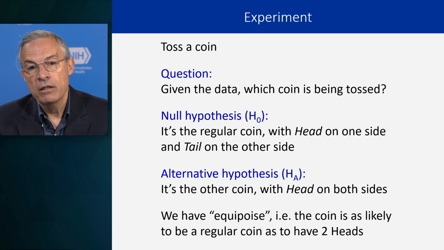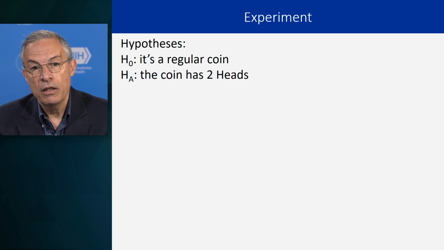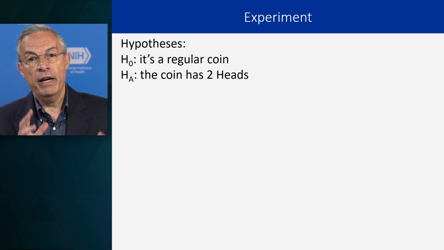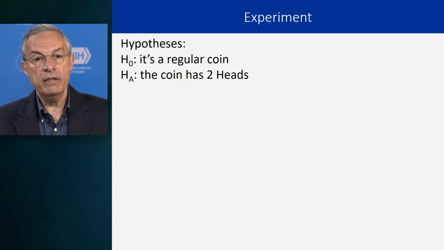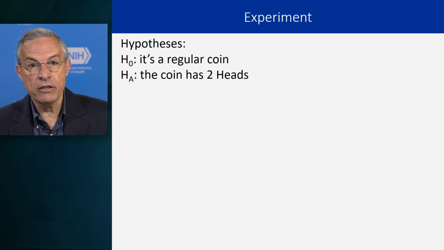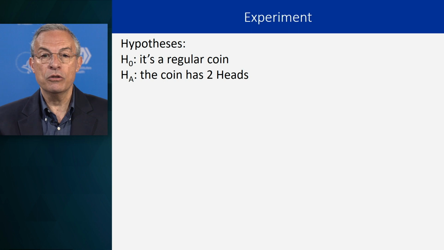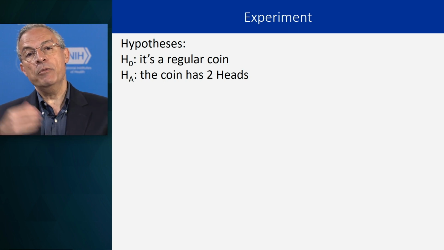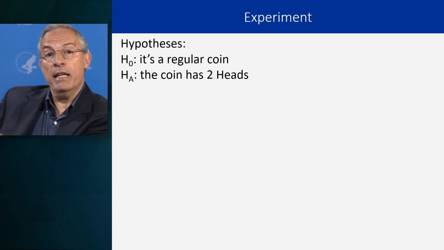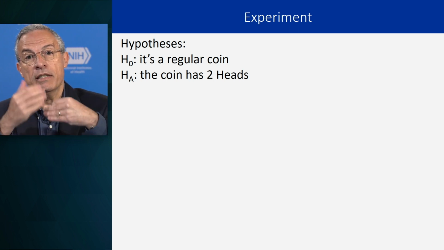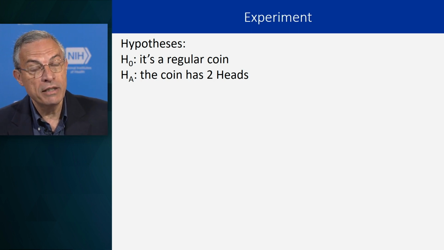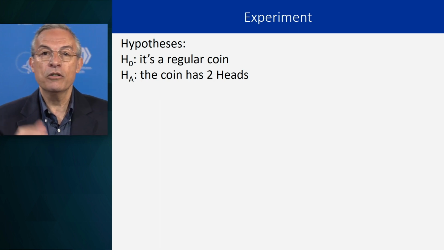Again, a summary of what we're doing here. We have an experiment, we have two hypotheses. The null hypothesis is that it's the regular coin, the alternative is the two-headed coin. Before I start, I'm going to do my experiment in my lab. I'm going to come back to you and say this is the result, and you're going to have to decide: are you tossing the regular coin or the two-headed coin?